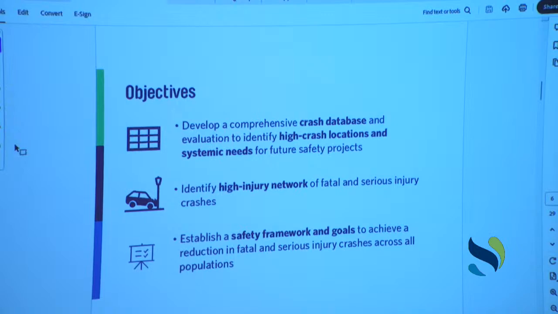There are several objectives for the safety action plan. We are developing a crash database. A data-based approach is essential for the development of this plan. We'll be developing something called a high injury network to show where the fatal crashes and serious injury crashes are concentrated within the city. We'll be developing a framework for approaching safety, and we'll be coming back to you all with goals and metrics for the city to adopt as we move forward.